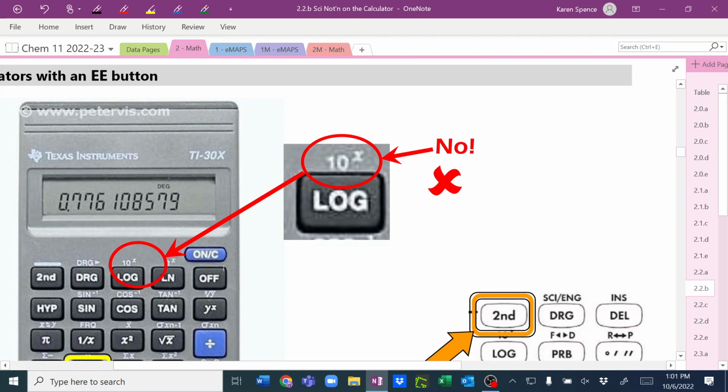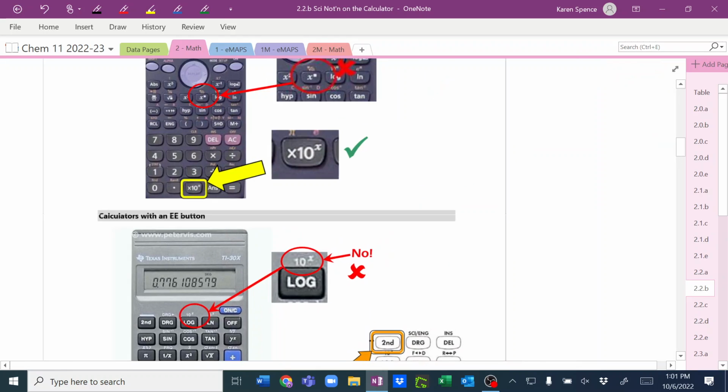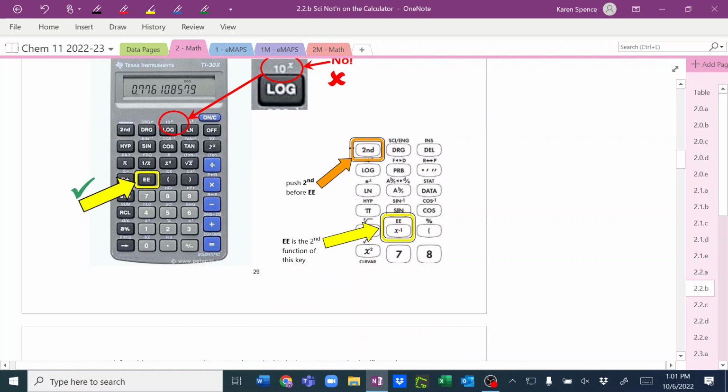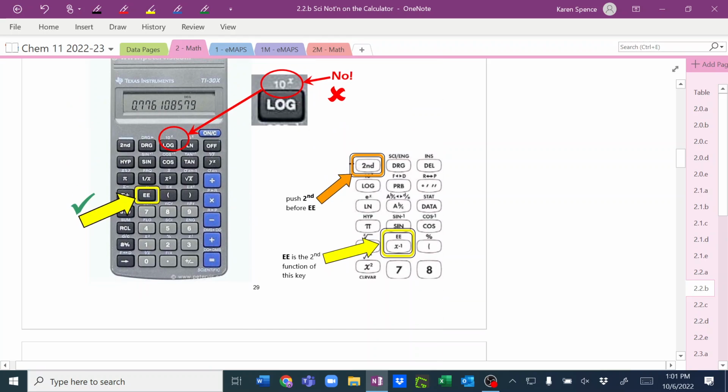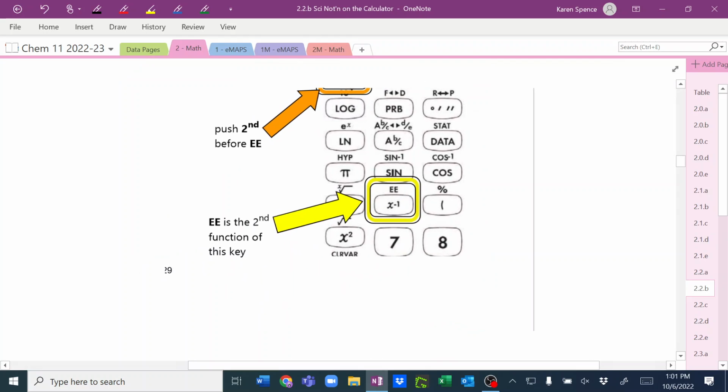Do not use that 10 to the X one that's above the log. That's a different button altogether. That doesn't mean times 10 to the X. It means you're going to raise 10 to the power of whatever you've just put in. Okay, it does something different. Don't use that button. Sometimes the EE button will be up top above another button, in which case you'll have to press the second function key. Most of you, I don't think that's the case, but occasionally it does happen.